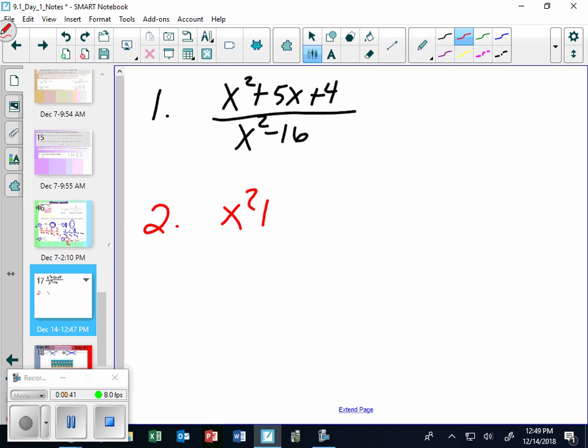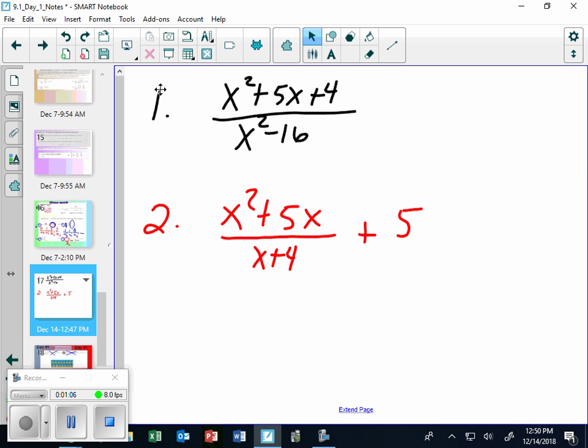X squared plus 5x. That always freaks people out. Like, where's the last number? What if it doesn't have one? Okay. You could put a plus 0 there if you want, but you don't need it there either to factor it. And then over x plus 4. And that's just to remind you that even if you do your best and you factor it right, sometimes nothing cancels.